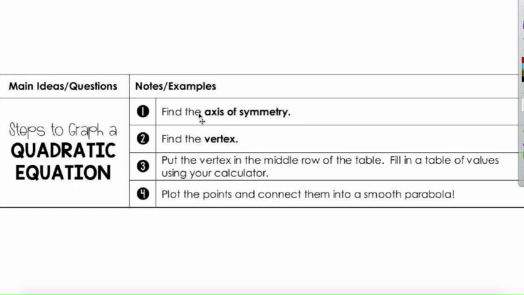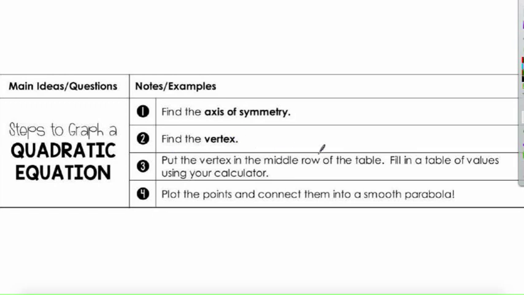Step one would be to find the axis of symmetry. If you remember from yesterday, we talked about the axis of symmetry being that line that cuts the parabola down the middle, so we know where it's going to be cut in half, which also tells us about the vertex, because we know the x from the axis of symmetry is also the x in the vertex, which gives us a piece of the vertex. Then we just need to plug in that x value to find the y, and we have the actual ordered pair of where the parabola changes places.